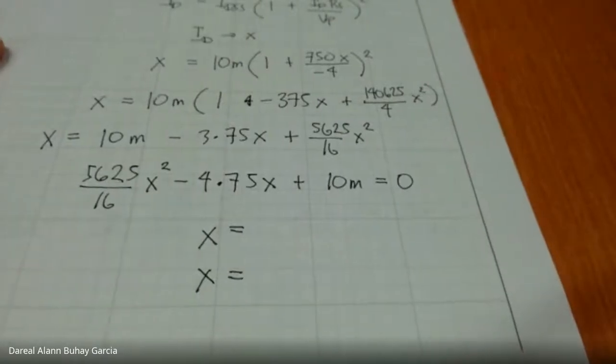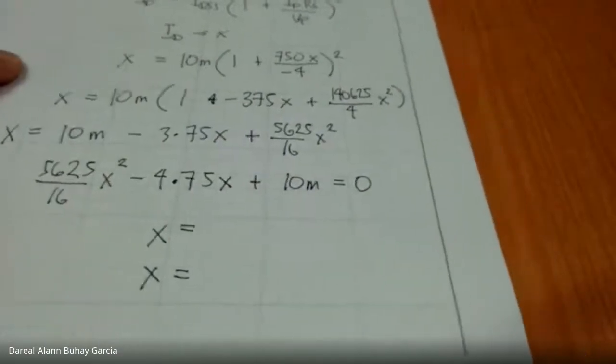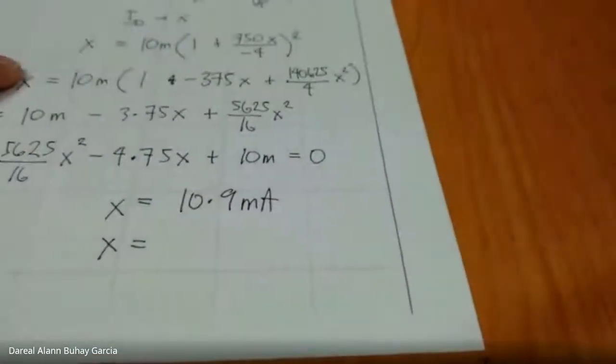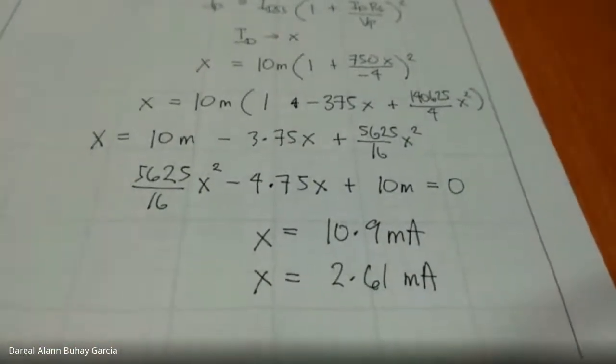Ang isa is 10.9 milli. Ang isa is 2.61 milli. Okay. Inyo nakuha is 2.61. Okay.